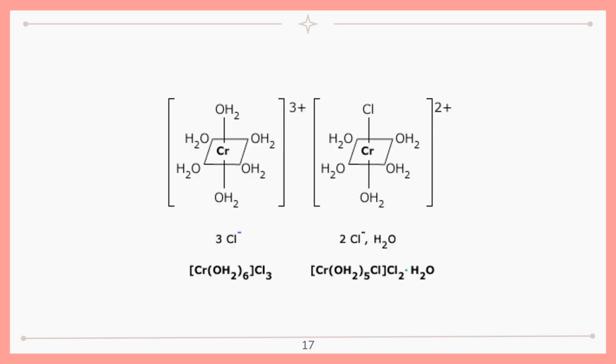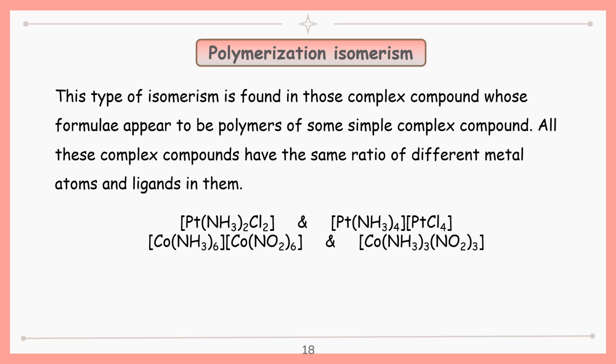This is another example for the hydrate isomerism, which involves the H2O molecules being replaced by the ions present outside the coordination sphere. Polymerization isomerism. This type of isomerism is found in those complex compounds whose formulae appear to be the polymers of some simple complex compound. These complex compounds have the same ratio of different metal atoms and ligands in them. Here are some examples of the complexes containing platinum and cobalt.